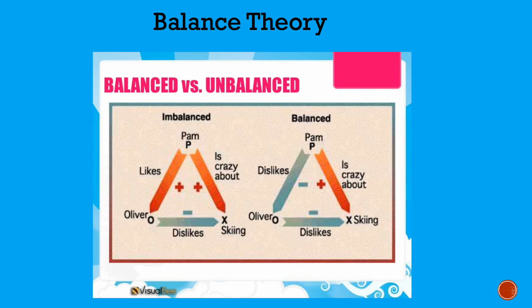On the right-hand side, however, if Pam doesn't like Oliver and Oliver doesn't like skiing and Pam is crazy about skiing, now this is balanced because she doesn't care if Oliver likes skiing or not because she doesn't like him. And so there won't be a situation where she is trying to get him to do something he doesn't want to do. But a lack of balance, something that's unbalanced, creates pressure to change.